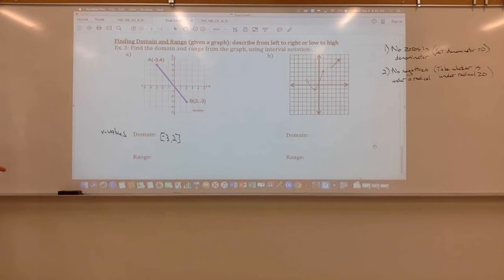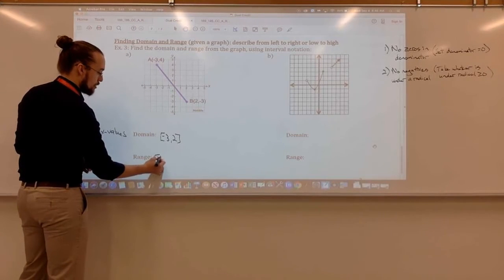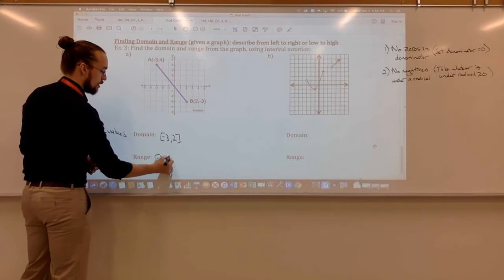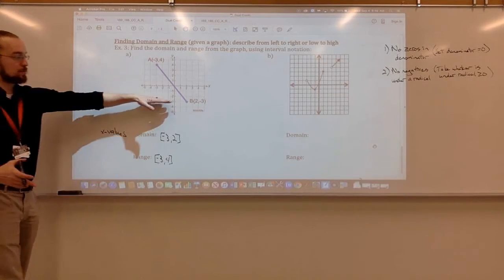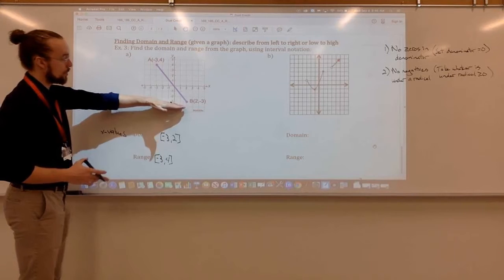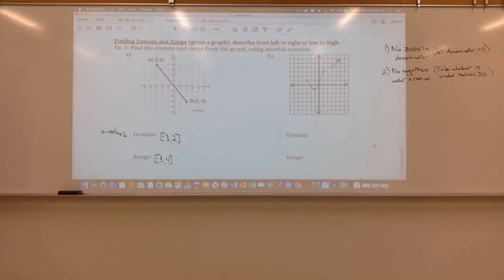I guess it would be -4. Right. That makes more sense. Yeah, always start with the smallest value, right? Whenever we're describing something in interval notation. So the smallest y value I reach is -3. The largest is +4. Okay with that one?